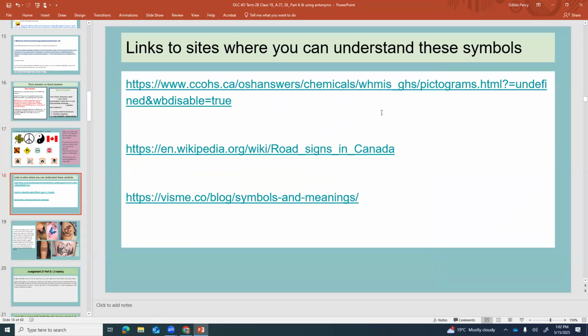Here are some possible links. This first one shows you WHMIS symbols. Those are safety symbols. The second one is where you could find roadsides in Canada. And then the third one is just a link to a blog post about symbols and what they mean. Okay.